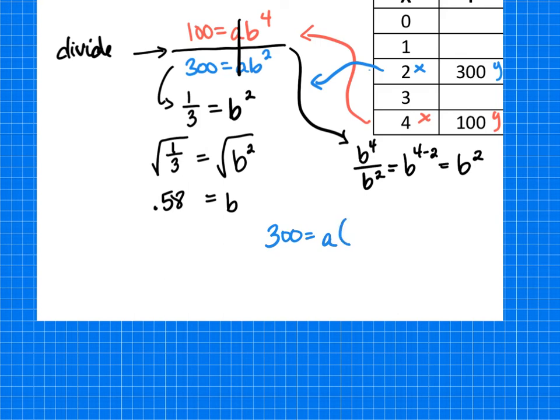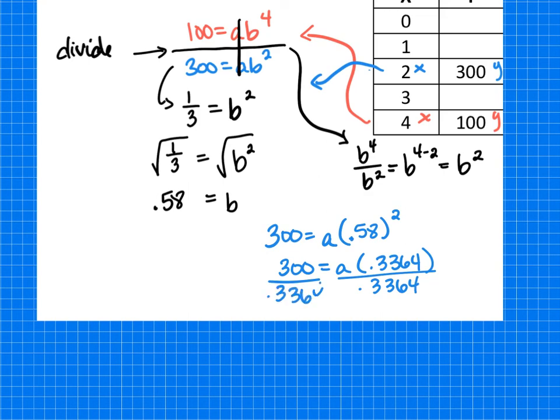But now I know what b is, so I'm going to plug in 0.58 to the second. So then I do 0.58 squared, I get 0.3364. 300 equals a times 0.3364. And 300 divided by 0.3364 is 891.795, so on and so forth. So I'm left with a equals 891 point, I'm going to round that to 8.